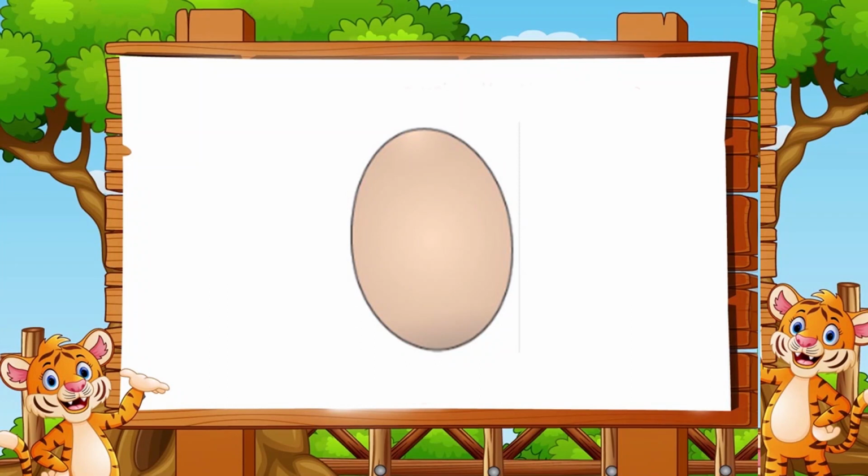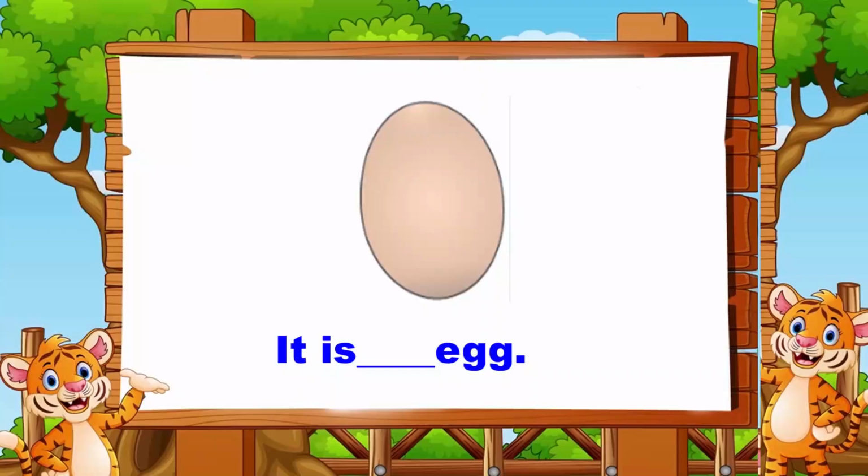Look at picture number 3. What is it? If you say, it is an egg, that's great. It is an egg.